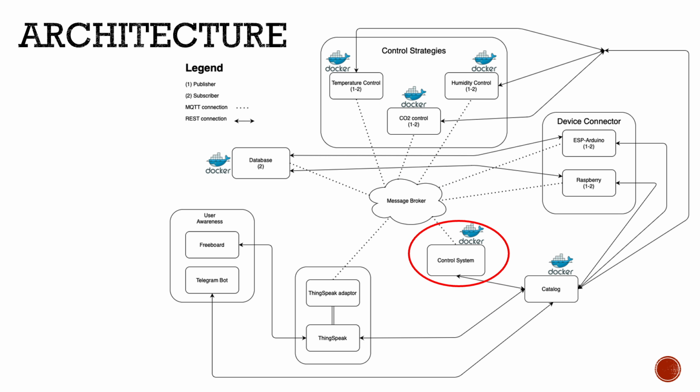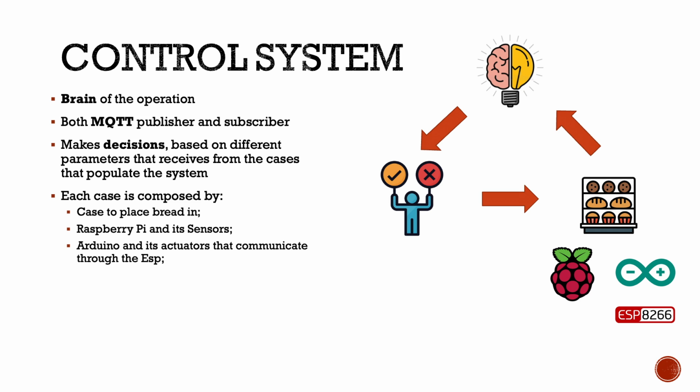The control system acts as the brain of the operation. It subscribes to all topics for each different case in the system. It makes decisions based on the messages sent by both the sensors and takes into consideration which bread type has been chosen, changing the various thresholds as need be.